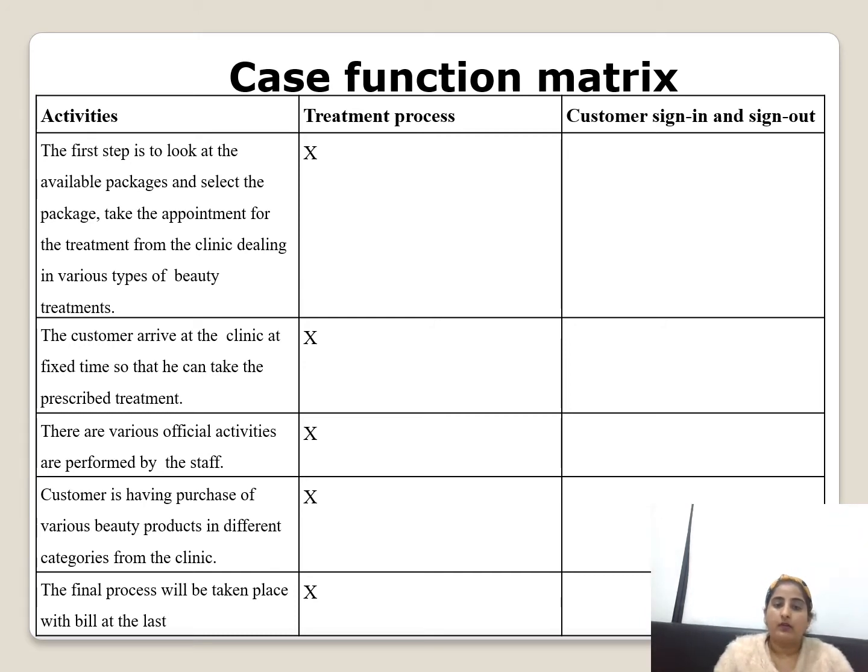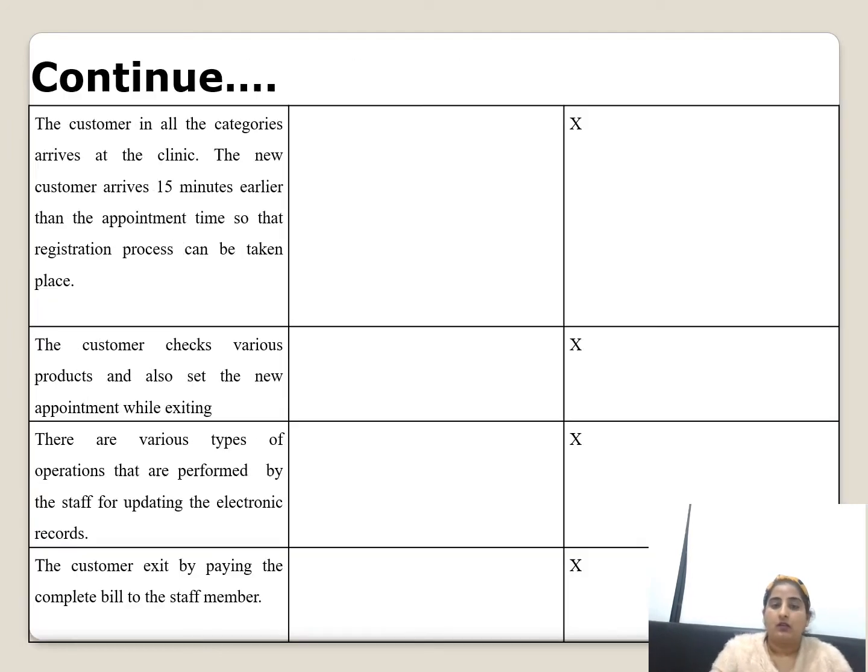The first step is to look at the available packages and select a package, and take the appointment for the treatment for cleaning and various types of beauty treatments. Then the customer arrives at the clinic at the fixed time and takes the prescribed treatments, the activities performed by the staff and beauty products, and a bill is placed at the last. A new customer arrives 15 minutes earlier than the appointment for the registration process. Then the various products and appointment are checked while exiting.